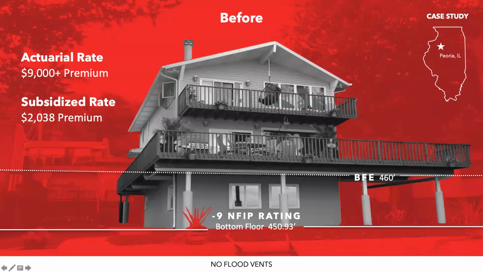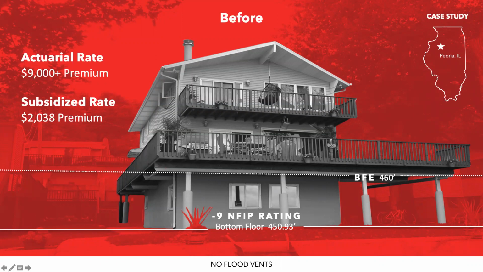So here's an example that we like showing, okay? This is an older example. This doesn't take into account Risk Rating 2.0 yet, because again, Risk Rating 2.0 for insurance purposes doesn't matter whether you have flood vents or elevation or anything like that. It just looks at the home's value and where it is in relation to flooding, okay? But from a building code standpoint, this is still relevant.